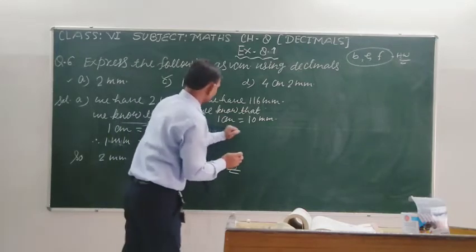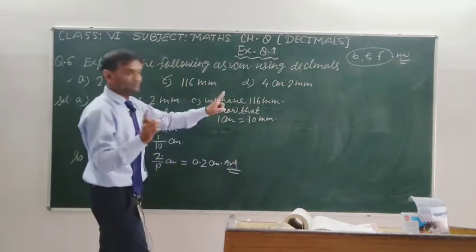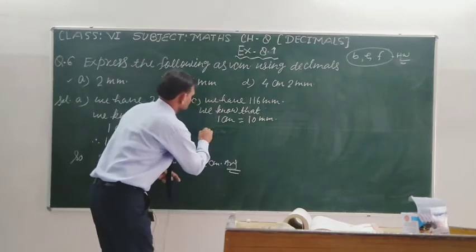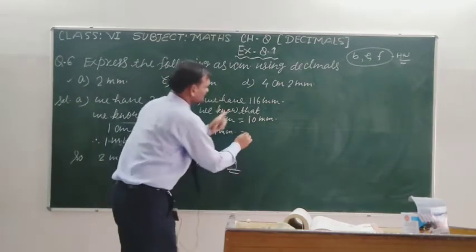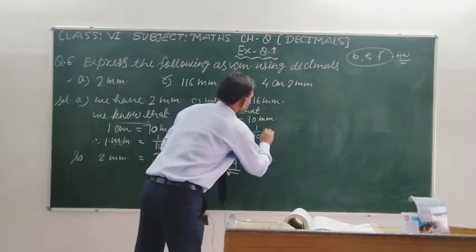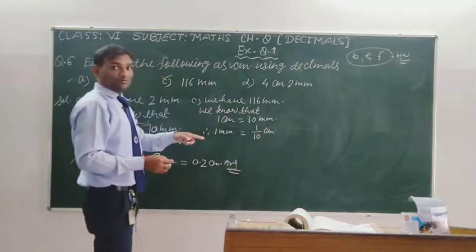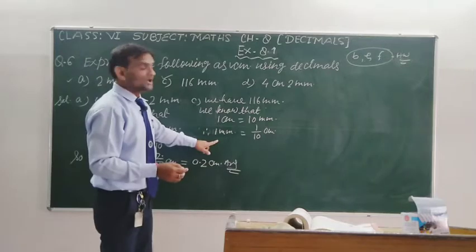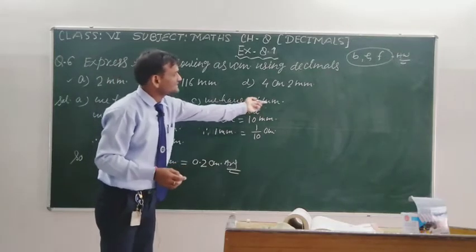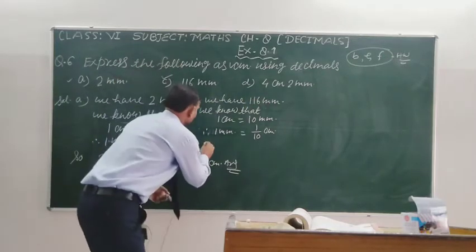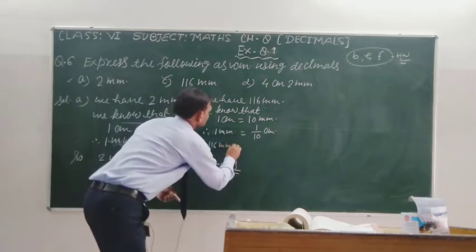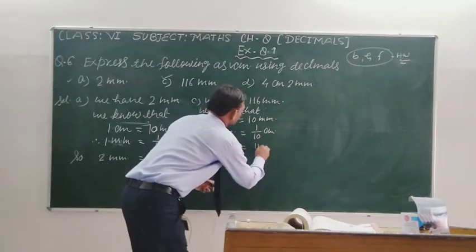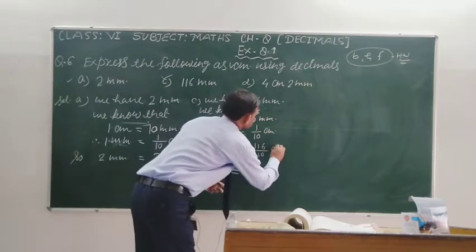Sorry student. Firstly, find the value of 1 millimeter. 1 millimeter is equal to 1 upon 10 centimeter. Now, after this step, you will find the value of 116 millimeter. So, 116 millimeter is equal to 116 upon 10 centimeter.